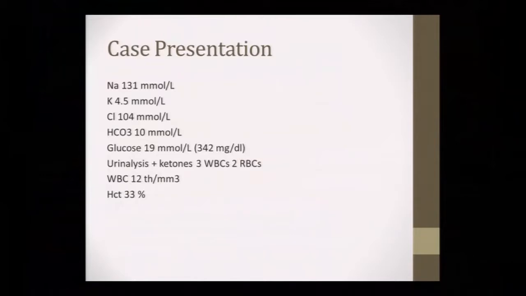Also, another thing is there's no BNP or CNP. You have to ask for specific blood tests. So sodium was 131, potassium 4.5, chloride 104, bicarb 10, glucose 19.